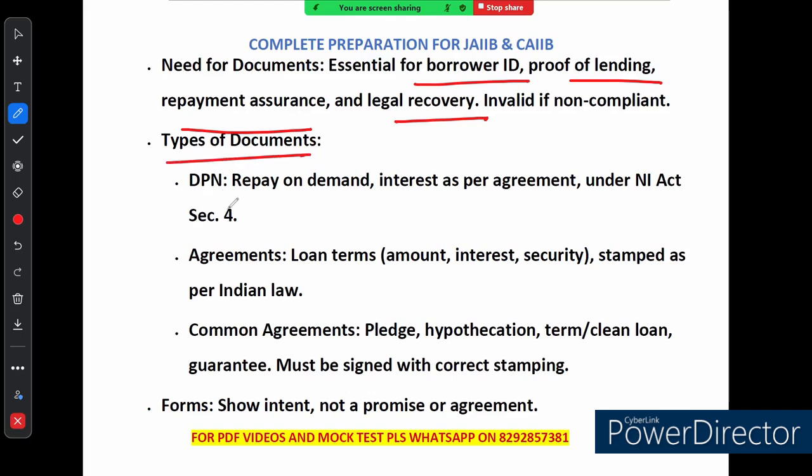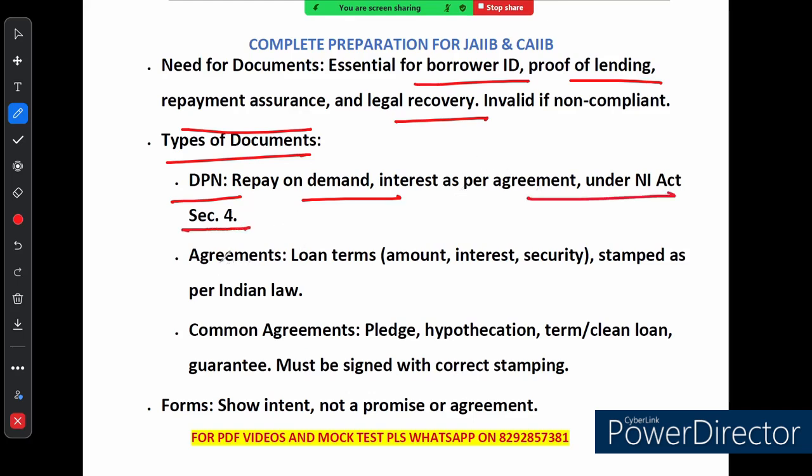Now the types of document. There are a few main types of document. The first is called DPN. DPN stands for demand promissory note. It means that the borrower promises to repay the loan whenever asked, and the interest is charged as per the agreement under the Negotiable Instruments Act section number 4.